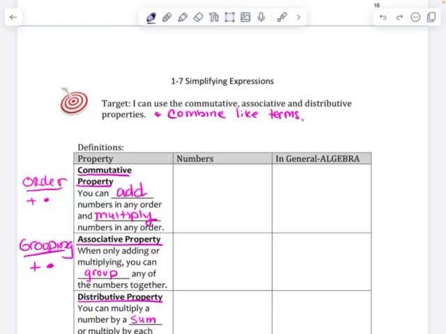Hi, welcome to 1-7 Simplifying Expressions. The target for today is I can use the commutative, associative, and distributive properties and combine like terms. Please add that.